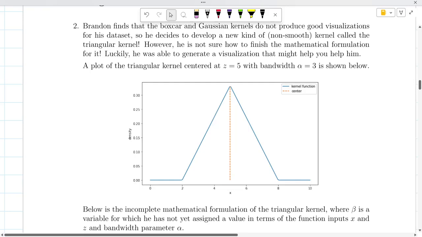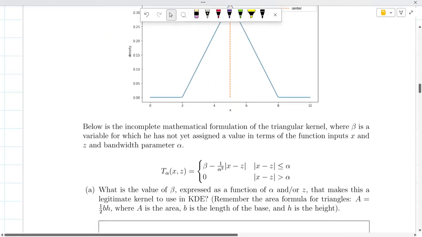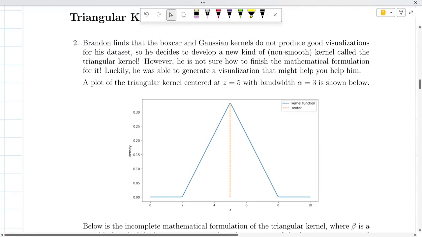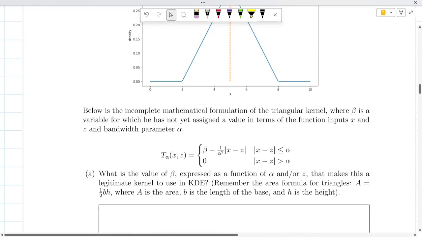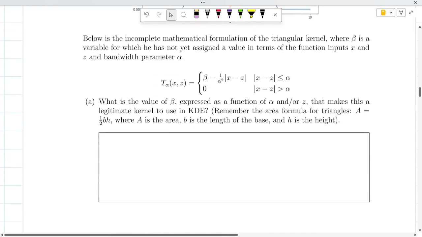Now, maybe we're not so sure about how to finish the mathematical formulation for it, because as you remember from your discussion worksheet, your kernel should follow some kind of mathematical equation so that you can define where your kernel is and how high it is at each value. Okay, so here's an example of a triangular kernel based on the following formulation. And now the first question we get asked is, what is the value of beta expressed as a function of alpha and or z that makes this a legitimate kernel to use in KDE?